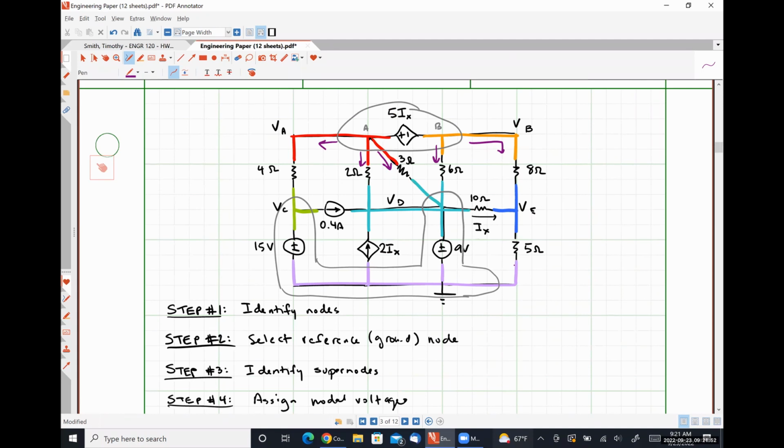So now we work on the node B side of our supernode. So we need the current flowing down through the 6 ohm resistor. Gregory, tell me what's going on there. So I'm looking for the current flowing down through the 6 ohm resistor. Other way around. VB minus VD over 6, because we're looking for leaving node B as positive.